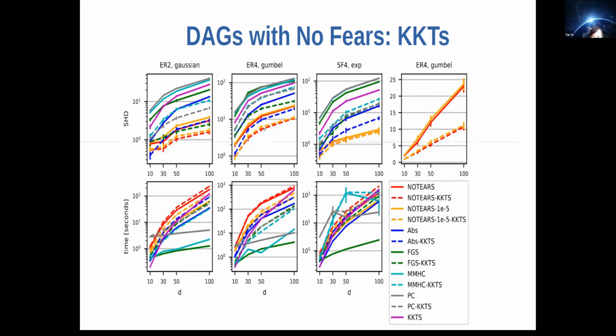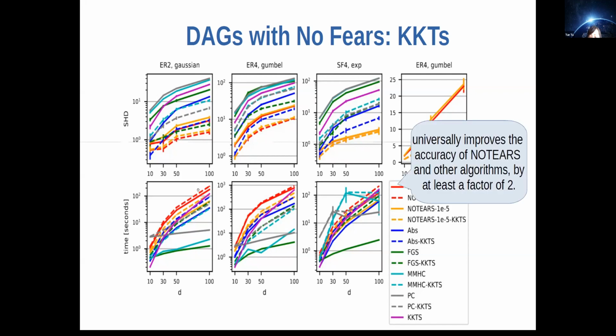That is NOTEARS. And meanwhile, for the time it spends, we can see the dashed line is very close to the solid line. That means our KKT formulation is very efficient. It doesn't add much time to the original optimization method, but it gives a great improvement in accuracy.